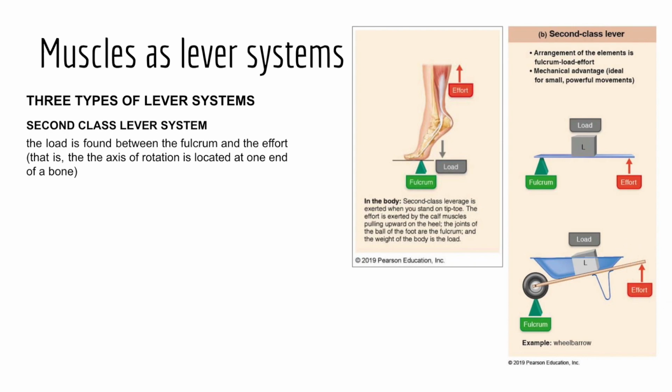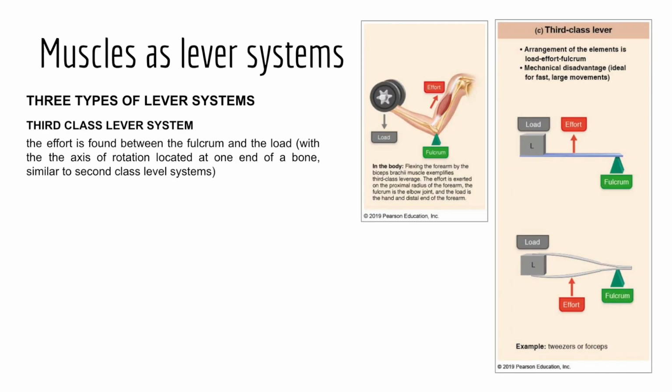Second class levers are rare in our body. However, we do see an example as given by our textbook. We have the ball of our foot representing the fulcrum, the load, which is going to be the weight of our body, and our effort, which is going to be provided by two muscles, specifically the gastrocnemius and the soleus muscles.